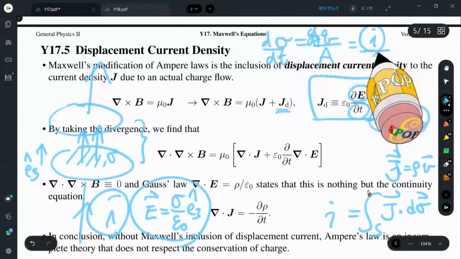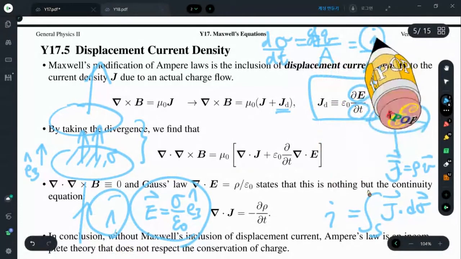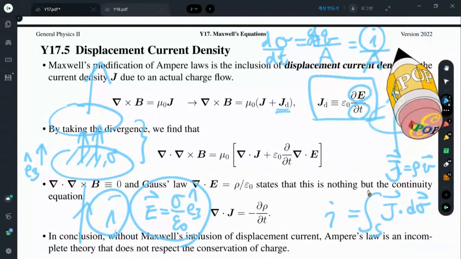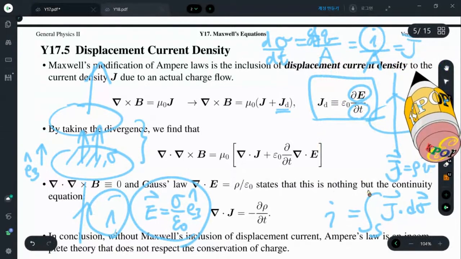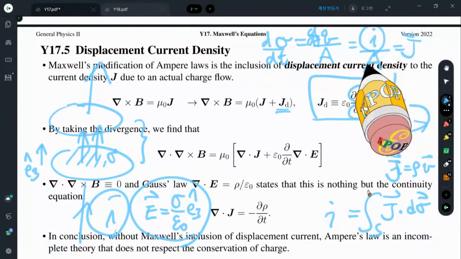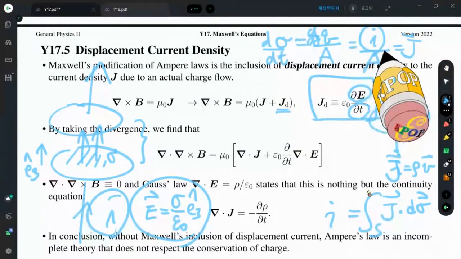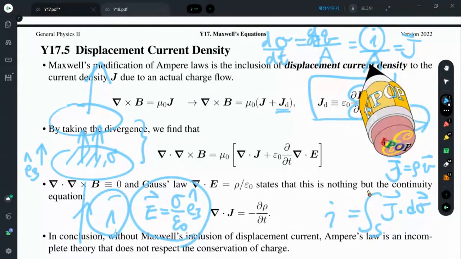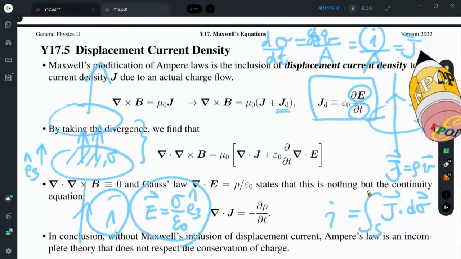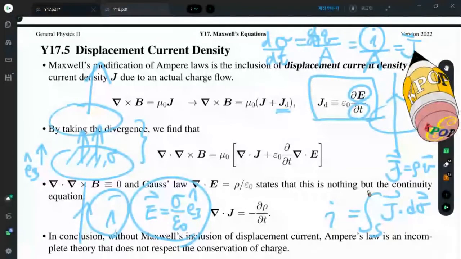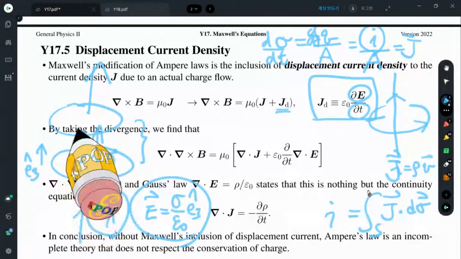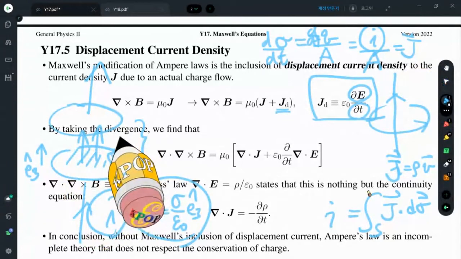except that this is I over A. I over A, what's that? That is a current density instead of current, because we have divided the current by the cross-sectional area. However, this is not a real current because there is no charged particle moving between the two plates.